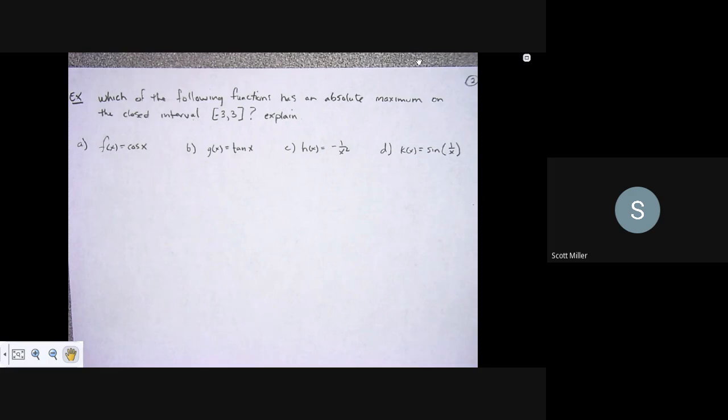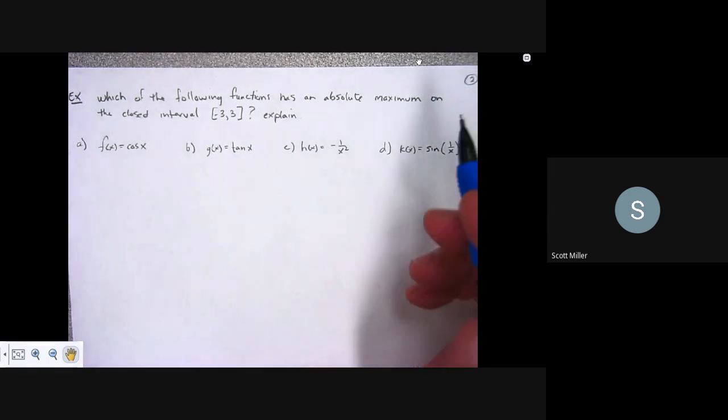Okay? So which of the following functions has an absolute maximum on the closed interval from -3 to 3? Explain your reasoning. So take a moment, look at all those functions, and tell me which one you think will have an absolute maximum on that closed interval. Okay, let's come back to this and take a look.